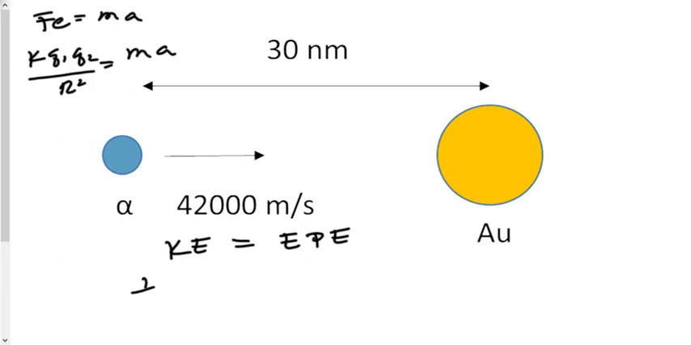So it's going to be 1/2 mv squared equals k q1 q2 divided by r. Now remember, the q would be twice the electron charge for this, 79 times the electron charge for that, and the mass for this is 6.6 times 10 to the minus 27 kilograms. The r you're calculating here will be equal to the distance from the center of this atom, the closest that it can approach to it.